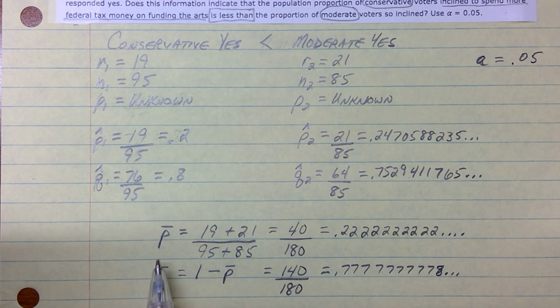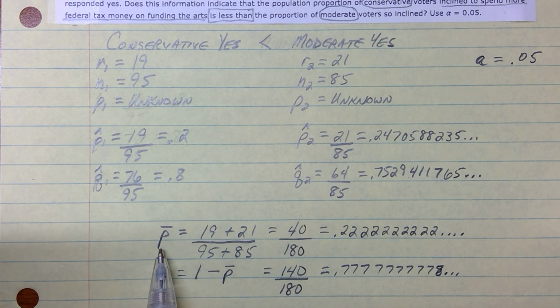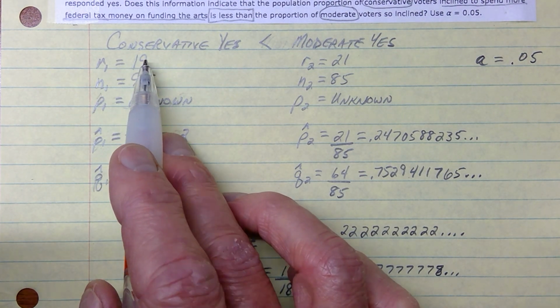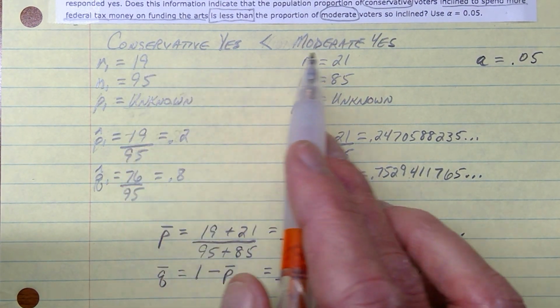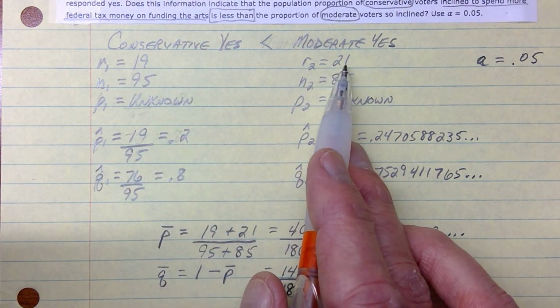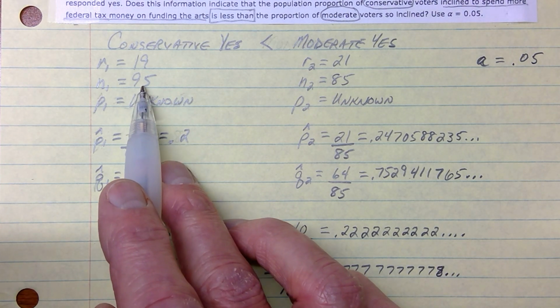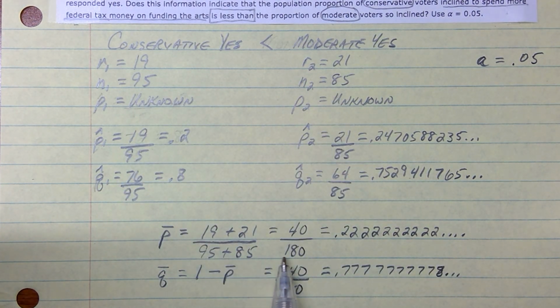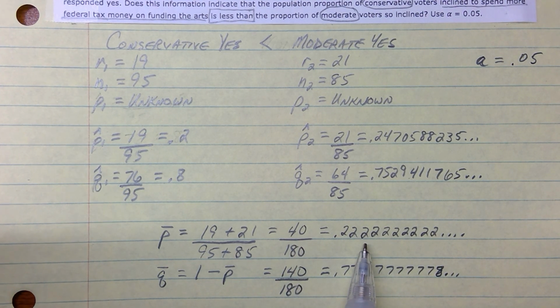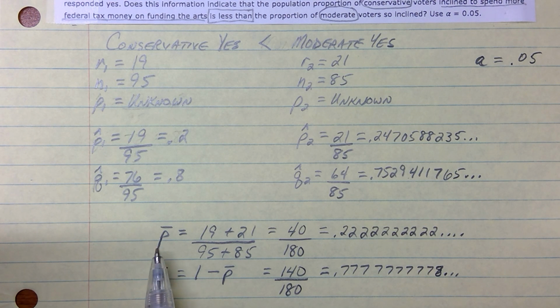All right, now here's our P bar, Q bar calculation. This is our pooled estimate. We're going to pool the 19 and 21 together. All the people that said yes. So I'm going to pool my yeses together. 19 plus 21, that's 40. And I'm going to pool my numbers together, 95 in this group, 85 in that group. I'm going to pool them together for 180, which gives us a new fraction and a new decimal. All right. So this is the pooled proportion of success. The pooled proportion of success, if I pooled them together, it's about 22%, which means about 78% are failure.